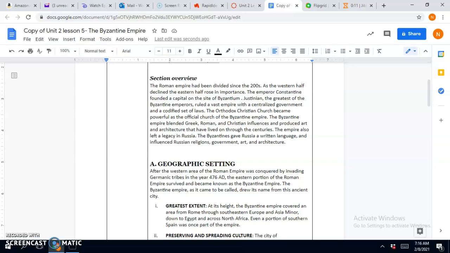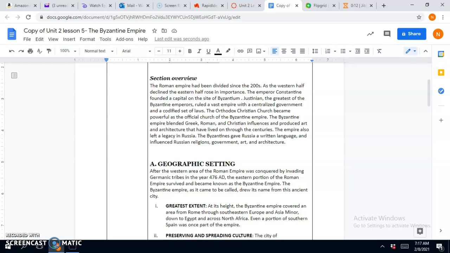Now, Justinian has a wife named Theodora, and he loves her. He loves her so much that he allows her to rule. You have to remember, women were not seen as equal, so this is a big thing. Justinian rules a vast empire with a centralized government and a codified set of laws, just like Hammurabi's code, but different. The Orthodox Christian Church became powerful as the official church of the Byzantine Empire.